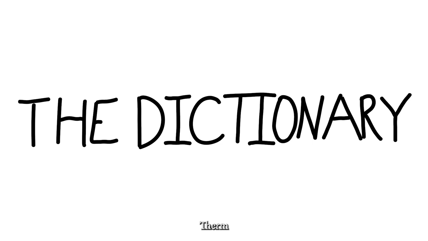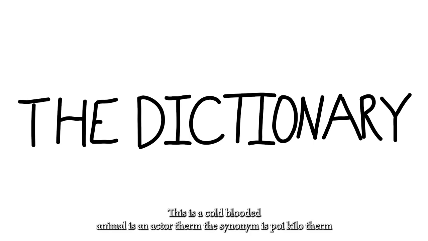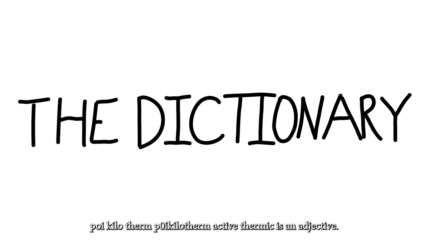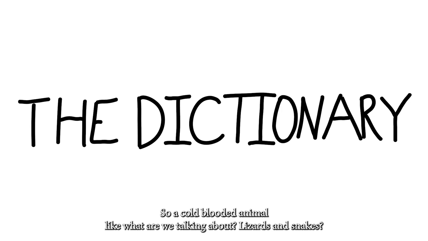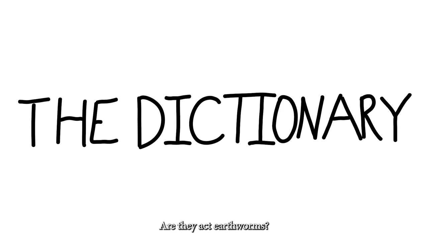Ectotherm. Ectotherm, noun from 1940. This is a cold-blooded animal. The synonym is poikilotherm, P-O-I-K-I-L-O-T-H-E-R-M. Ectothermic is an adjective. So a cold-blooded animal, like, what are we talking about? Lizards and snakes? Are they ectotherms?